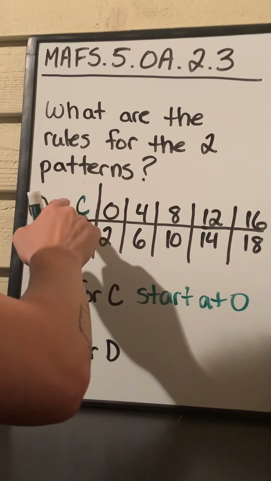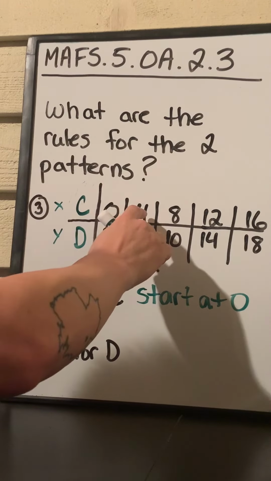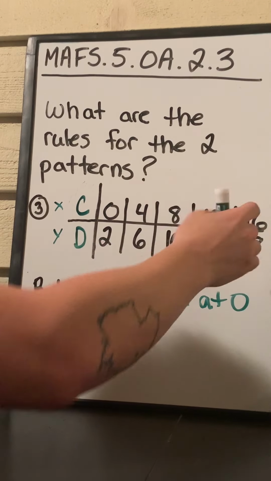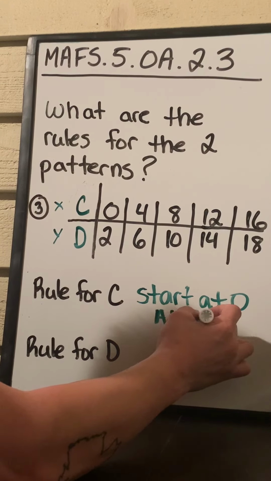And then I see what is going on in this pattern. I'm noticing it's adding by 4 each time. So start at 0, and this pattern is add 4.